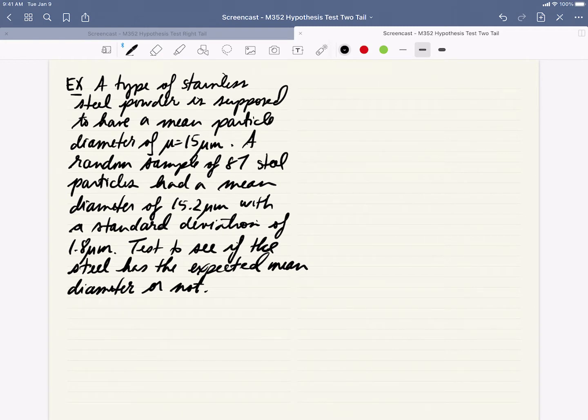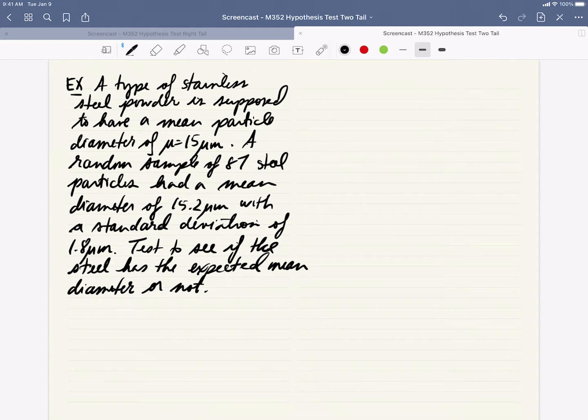A type of stainless steel powder is supposed to have a mean particle diameter of 15 micrometers. A random sample of 87 steel particles had a mean diameter of 15.2 micrometers, with a standard deviation of 1.8 micrometers. Test to see if the steel has the expected mean diameter or not. So we're going to do a hypothesis test for this to decide if our steel is up to spec.